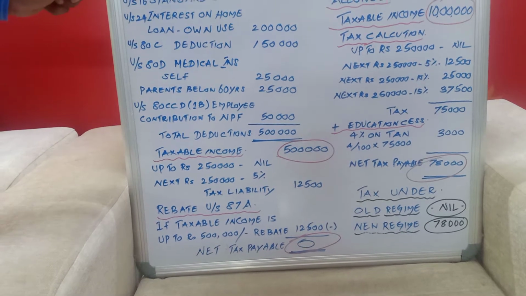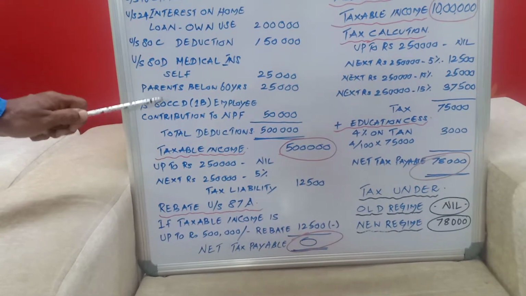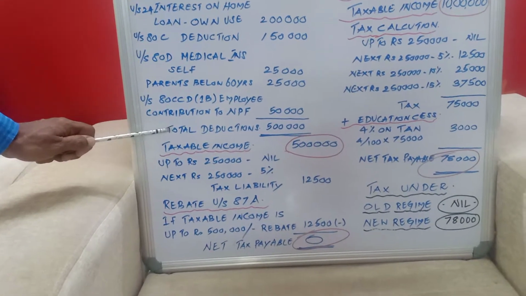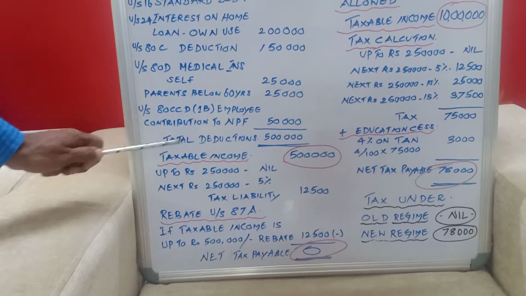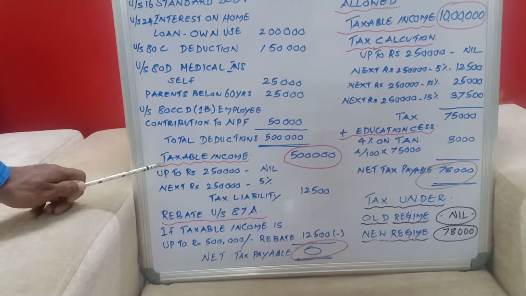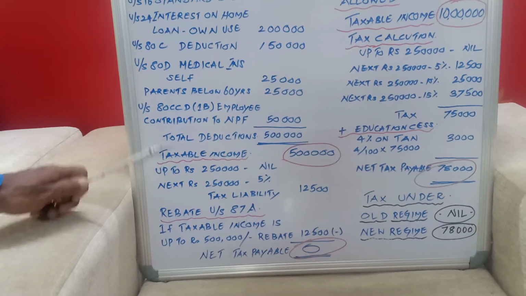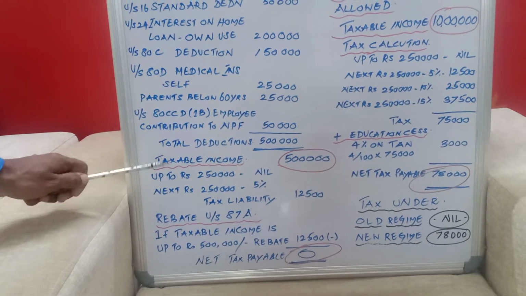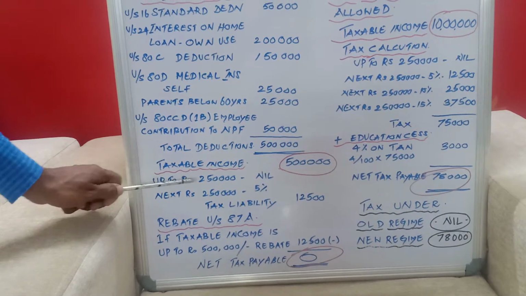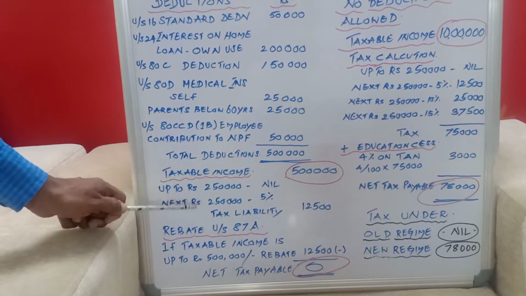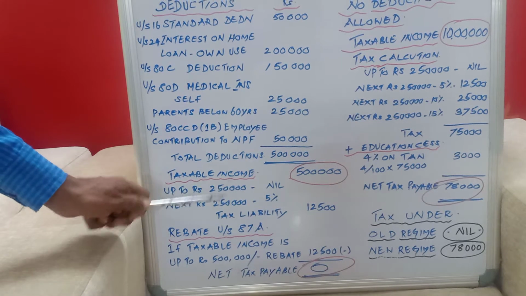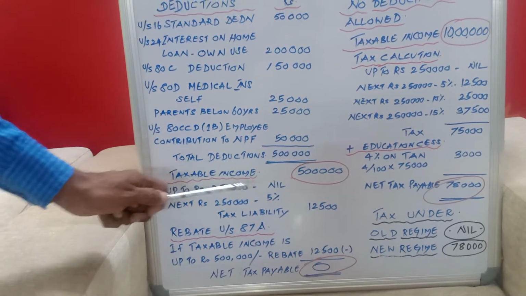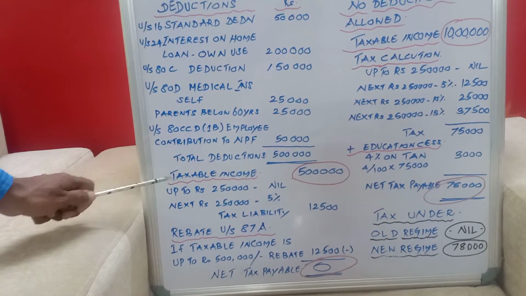From the total income of 10 lakhs, when you subtract the total deductions, you get the taxable income. That means 5 lakhs is the amount subject to tax. I have computed up to rupees 2,50,000 nil. Next 2,50,000 at 5%, that comes to 12,500. So the 10 lakhs is covered.